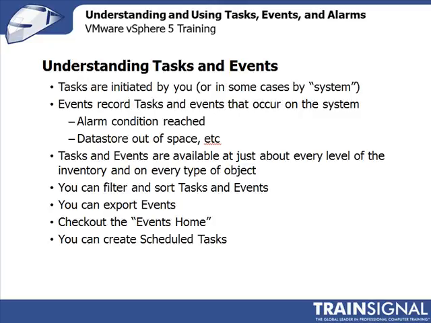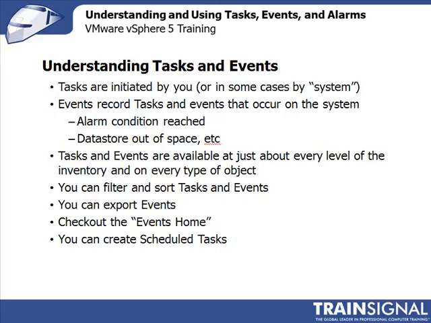So, understanding tasks and events. At any level of the inventory within your vSphere or your Virtual Center, there are always tasks and events. They exist at almost any level. The difference between tasks and events is that a task is exactly what it says. Anytime something happens, whether you're initiating that task or the system is initiating it, like a vMotion, for example, or you put something in maintenance mode, anytime there's any kind of task happening, that gets registered under the tasks node within that object, and you're able to view it.